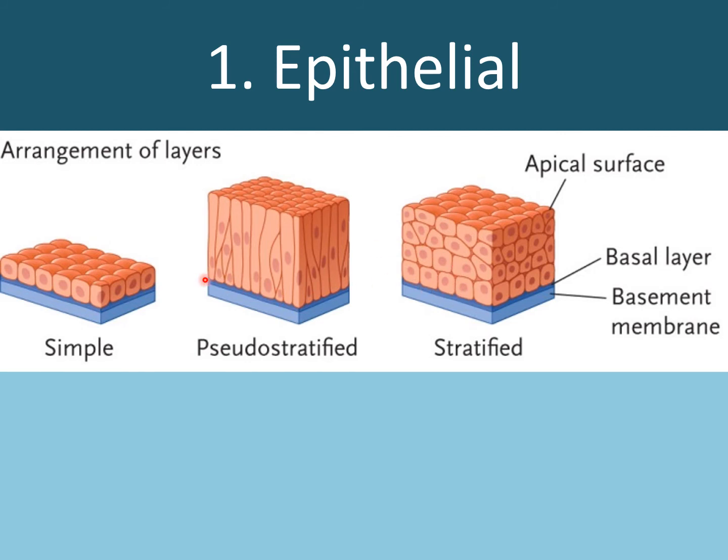And also some of the cells which are connected to the basement membrane don't make it all the way to the apical surface. And so under a microscope it appears to be several layers of cells, even though it's truly only one. Again, this is known as pseudostratified epithelial tissue.